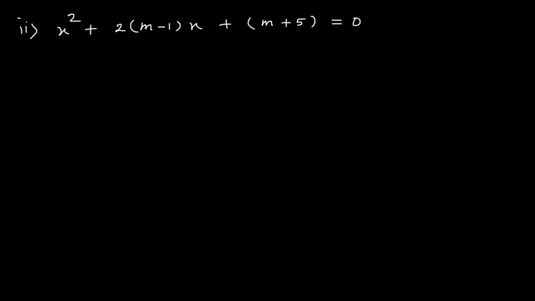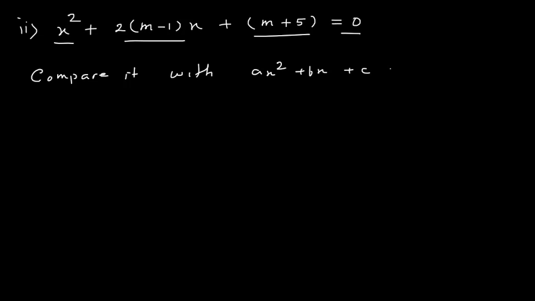Now in the second question, I think you can do it, right? So first try and then you see the answer, right? Again the same thing, what we do, we compare it with ax square plus bx plus c equal to 0. So I get a is equals to 1, I get b is equals to 2 into m minus 1, and I get c is equals to m plus 5.